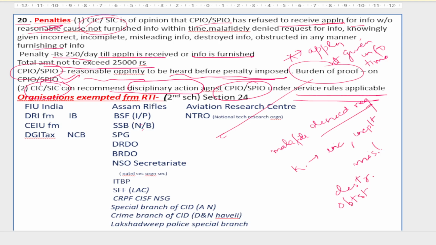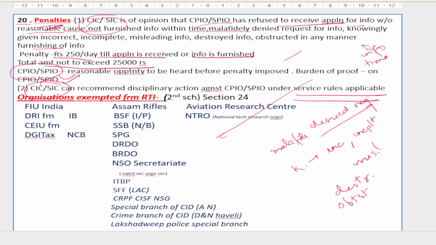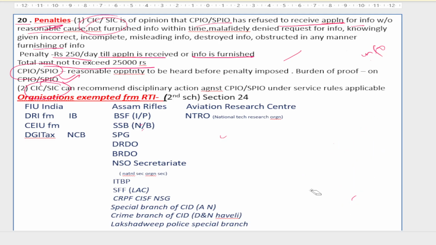Now we move on to what are the organizations that are exempted under the RTI Act. Section 24 of the RTI Act deals with the provisions regarding the organizations exempted from the RTI Act. And the Second Schedule of the RTI Act covers the names of the organizations exempted. There are a total of 23 organizations that are exempted under the RTI Act. Now we will try to memorize the names of these important organizations using again the chunking method, that is, clubbing the similar organizations together.